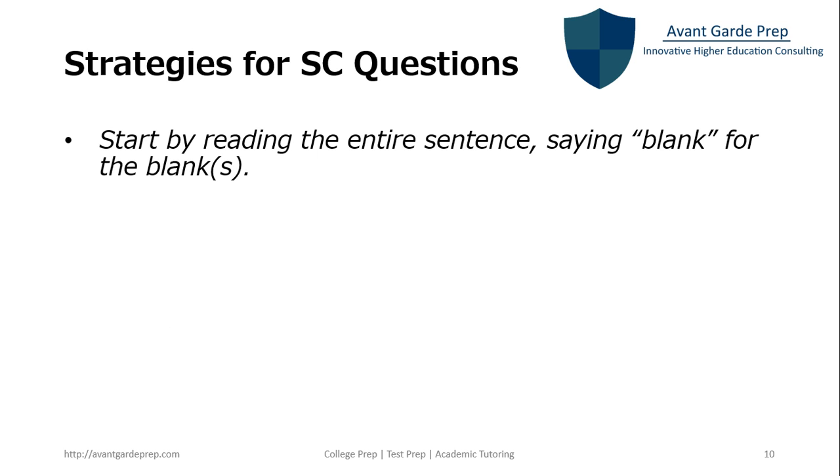Okay, now that you know the two different types of sentence completion questions, let's talk about strategies that we can use to help us answer these questions. And the first one is to start by reading the entire sentence, saying blank for the blanks. And you saw me model this when we were doing those examples just now. The reason behind this strategy is it gives you a sense of the sentence, what words you can already start thinking about to complete the sentence, and also helps you with the logic of the sentence.